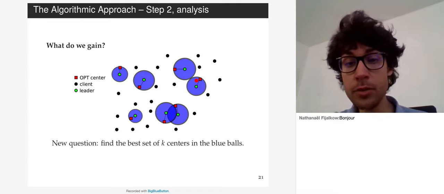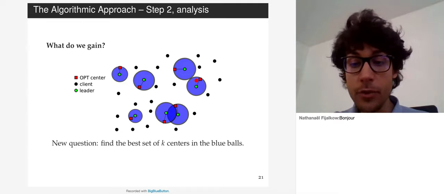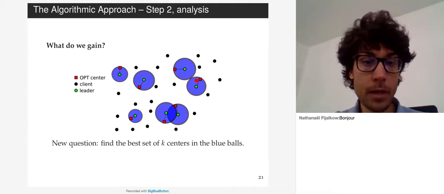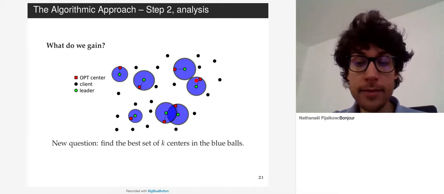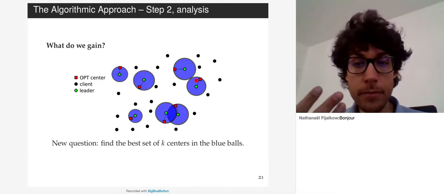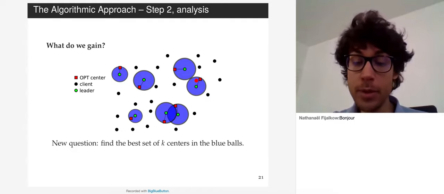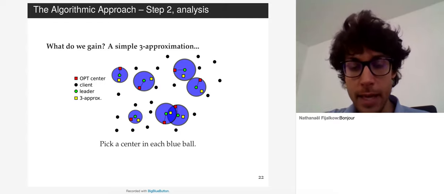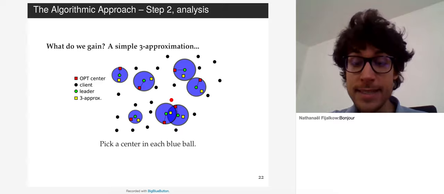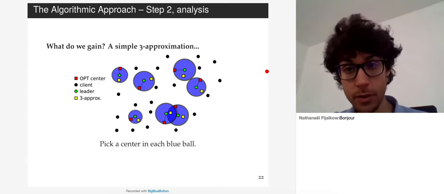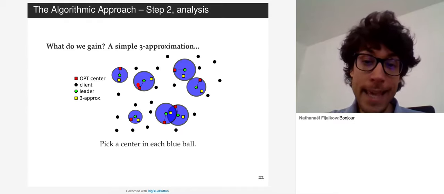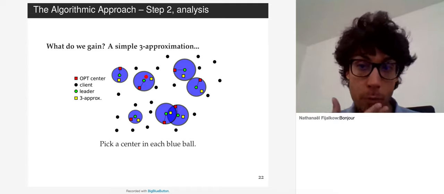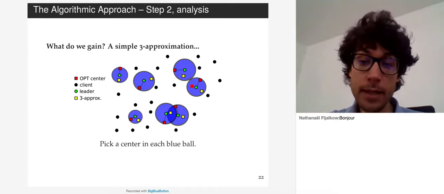So I have changed the question a little bit, which is now that we want to find k centers, one center per blue ball, so that we achieve the best k-median cost. I have changed the problem, and it's pretty clear why this problem is easier than the original. At the end of step two, there is a very easy way to get a free approximation: you can just pick any candidate center in each blue ball, an arbitrary one.